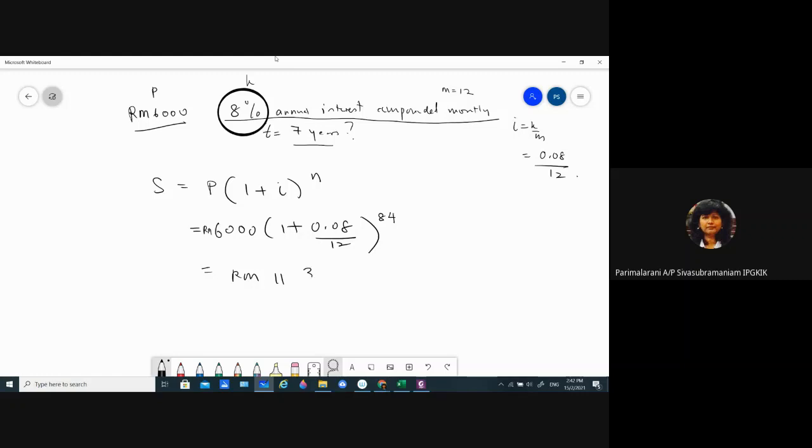So it's 11,358 ringgit and 24 cents. This is how we calculate compound interest. This is what we studied last week, so I hope everyone can do this, yes?